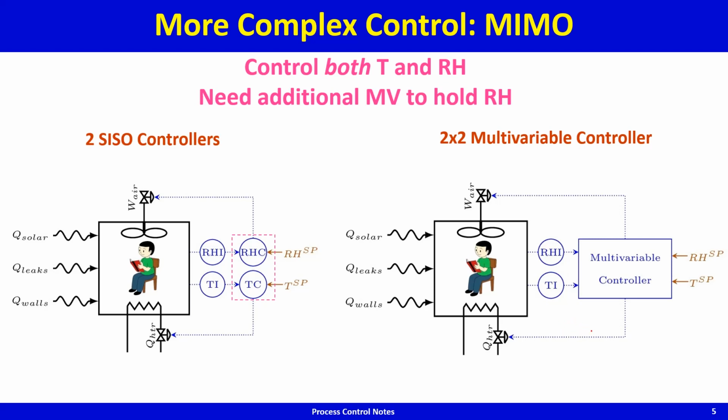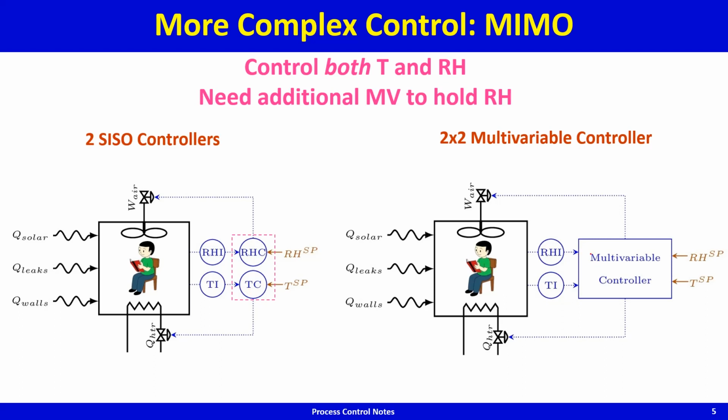Okay. So what is the difference between two SISO controllers? In the two SISO controllers, please note, W air is moved based only on changes in relative humidity. QHTR is moved based only on changes in temperature. So in some sense, the relative humidity controller is blind to what the temperature controller is doing, and vice versa. The temperature controller is blind to what the relative humidity controller is doing.